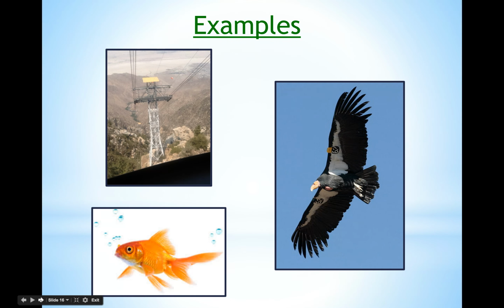Some examples. Triangular braces make this tower strong. A fish has body parts that help it swim, eat, see, and breathe. And the condor's wing is exquisitely adapted for soaring.